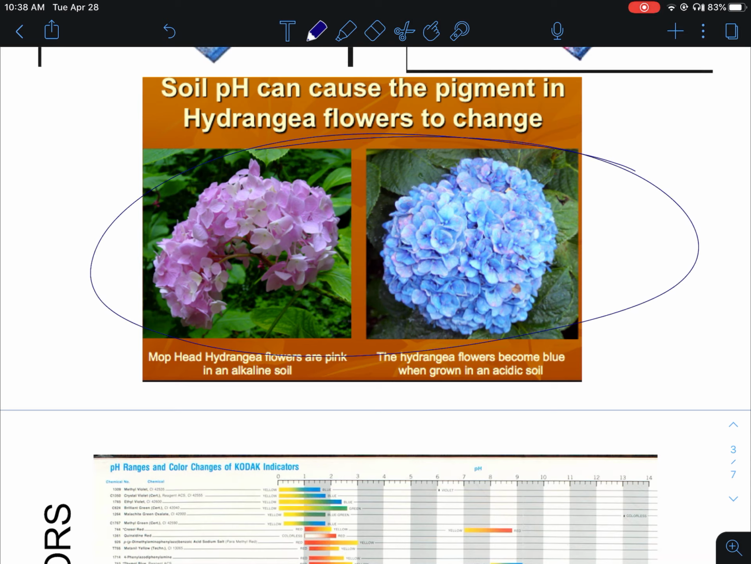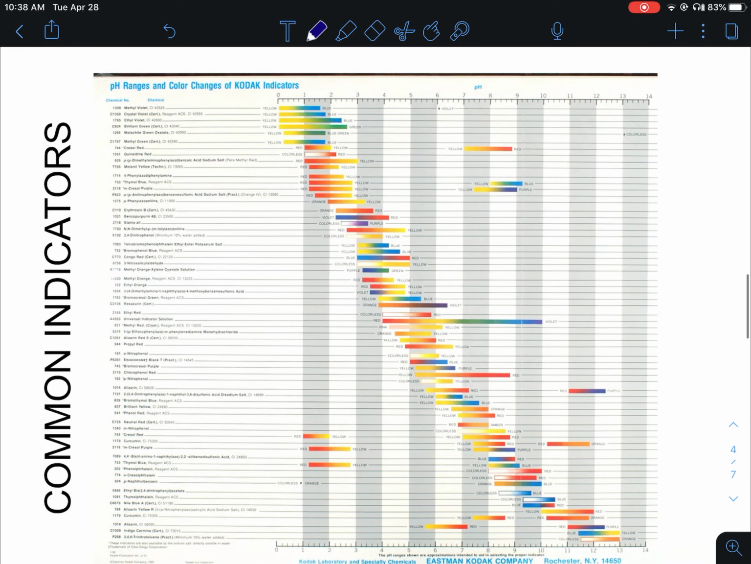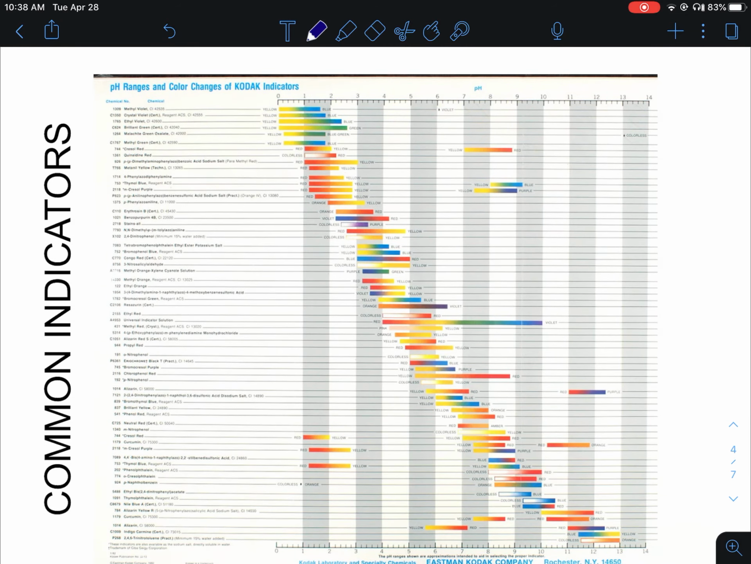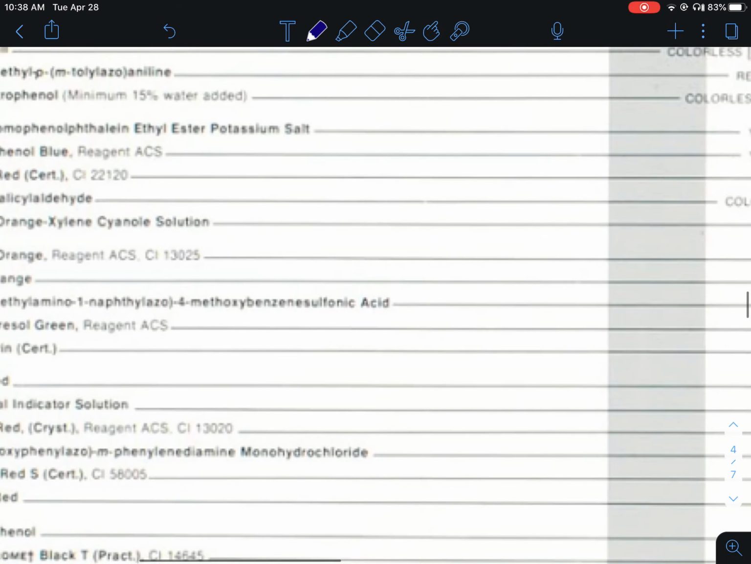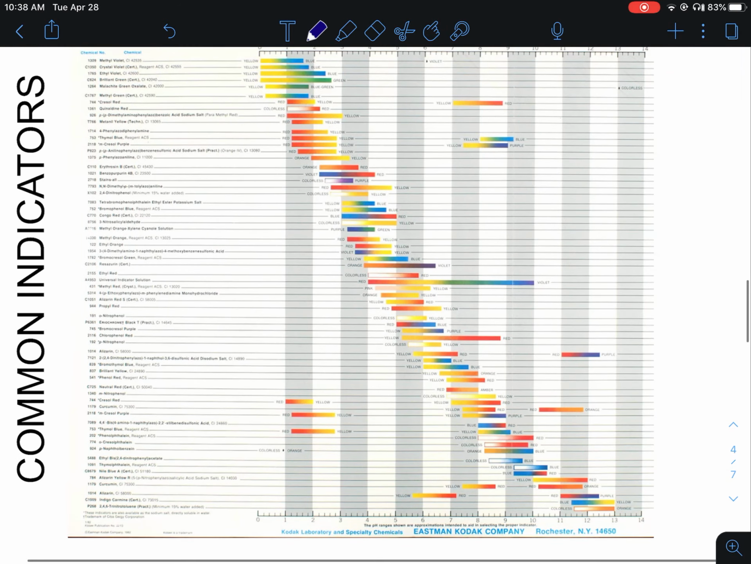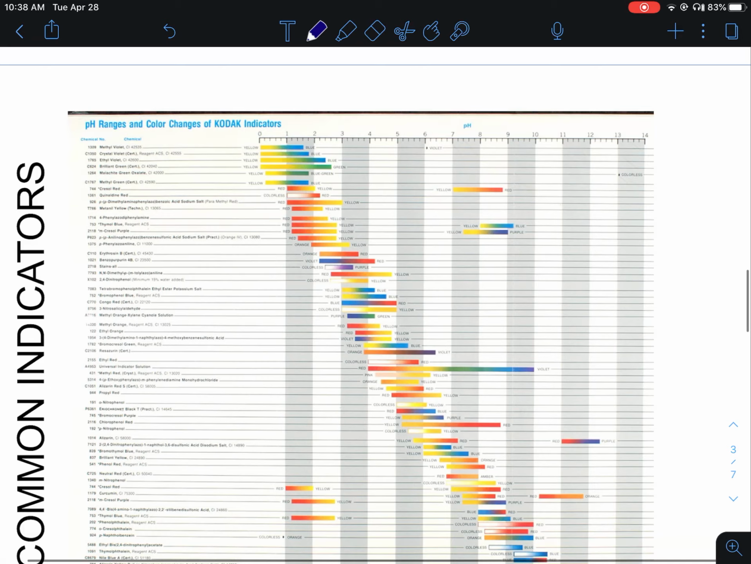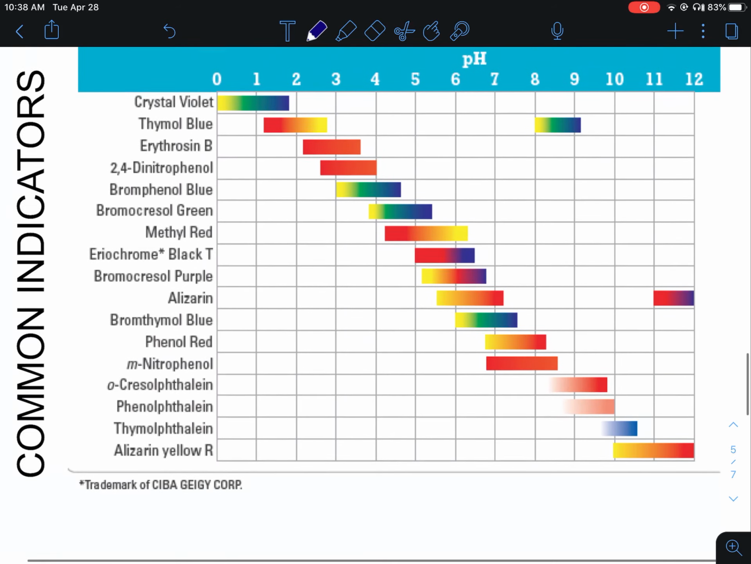Natural pigments, flowers planted in certain soils will come up different colors because of the pH value of the soil. So this slide, you can certainly zoom in and look, but it's showing you tons of different types of indicators and at what pH level they change color, right? This one might be easier to see.